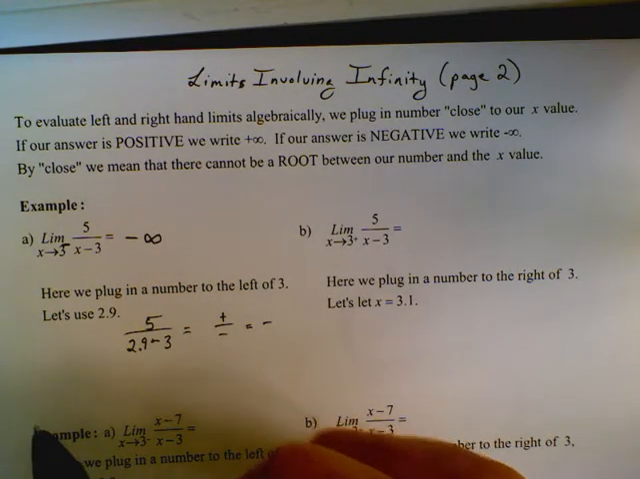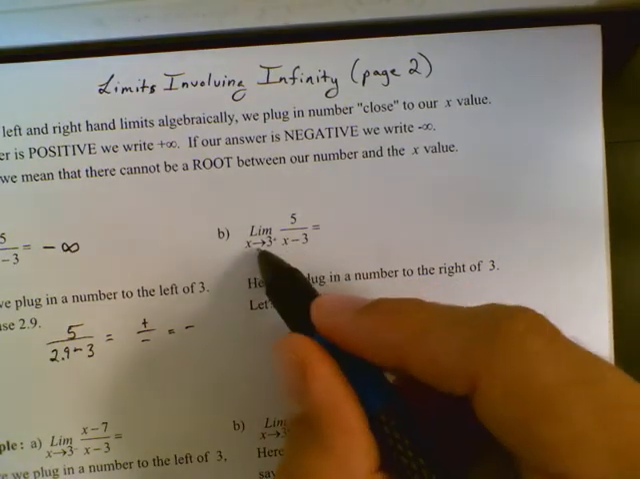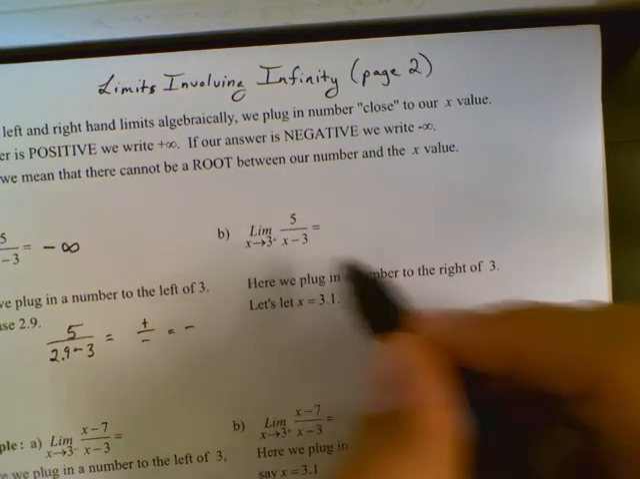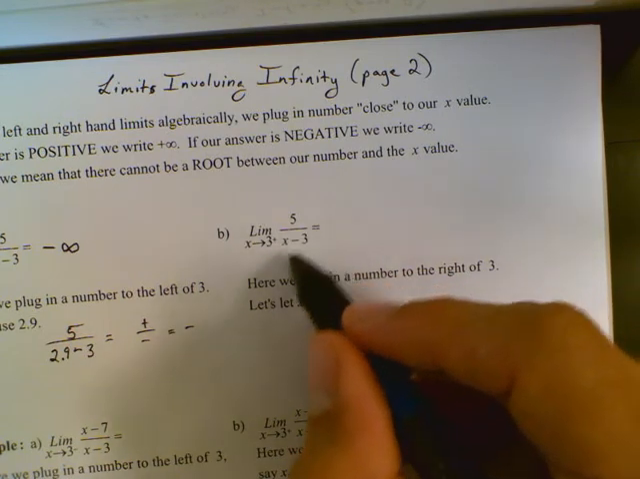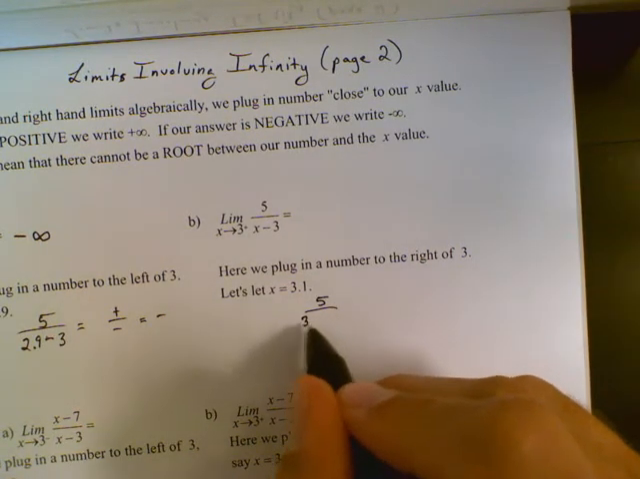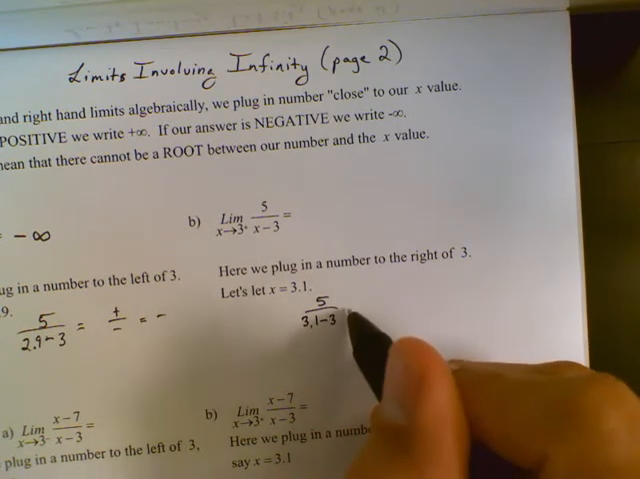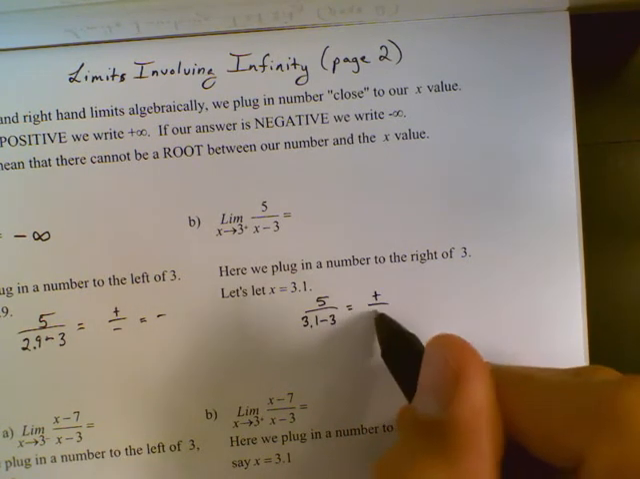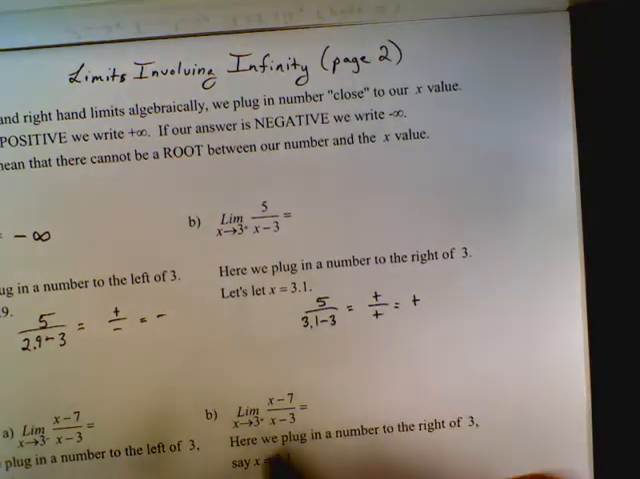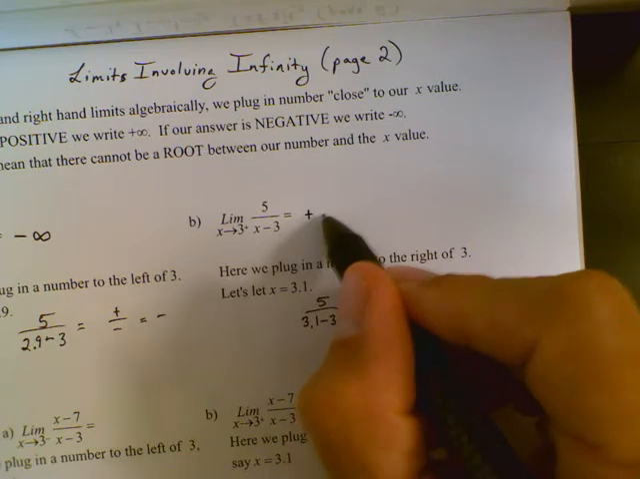All right, so for the next one, limit as x approaches 3 from the right. Well, if we substitute in 3, I'd get 5 over 0, which gives me a vertical asymptote. So what we'll do instead is put in 3.1 or maybe 3.001 or something like that. And that gives me a positive number on top and on bottom, which gives me a positive number. So that's going to give me a limit of positive infinity.